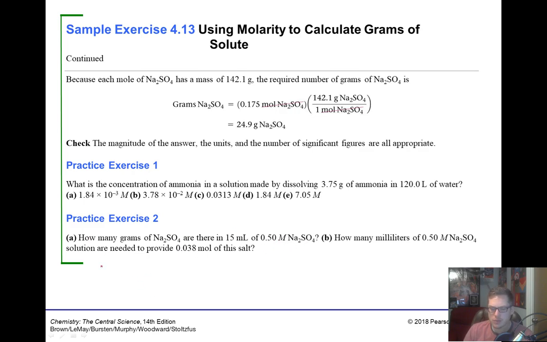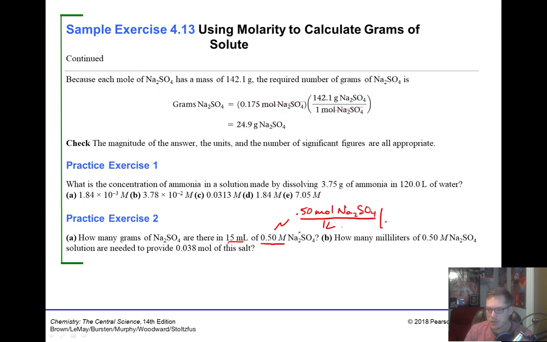All right, so we need to find grams. Remember, right here it tells us that we have 0.50 molar. So this is the same thing as saying we have 0.50 moles of Na2SO4 for every 1 liter. If we want grams, first we have to find moles. We need to get rid of this liters, so we're going to take our volume and multiply it, because the liters will cancel.